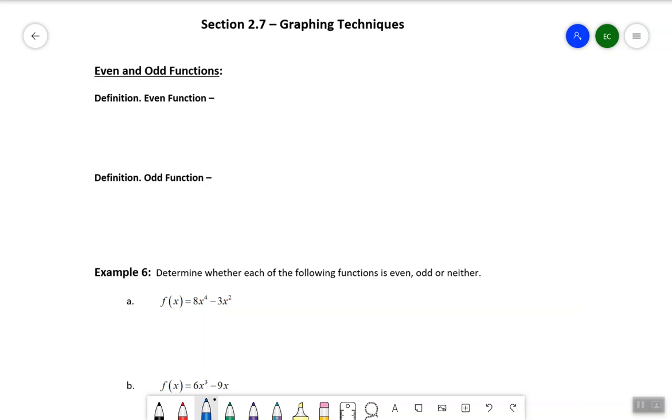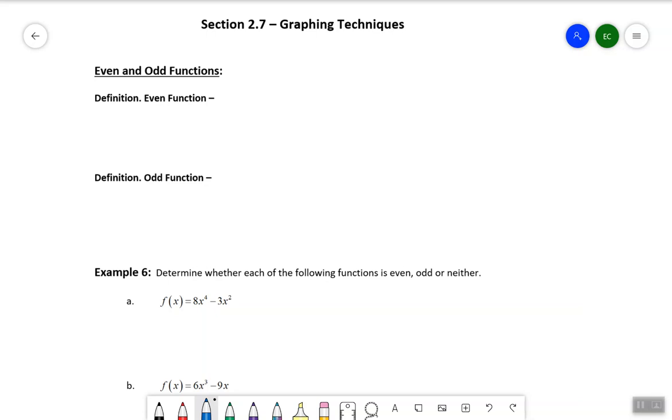In this video, we're going to finish section 2.7. The topic is graphing techniques. Mostly we've been talking about transformations, but there's one more thing we want to discuss. It's the idea of even functions and odd functions.